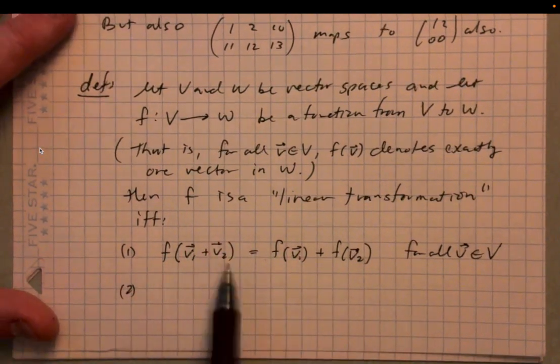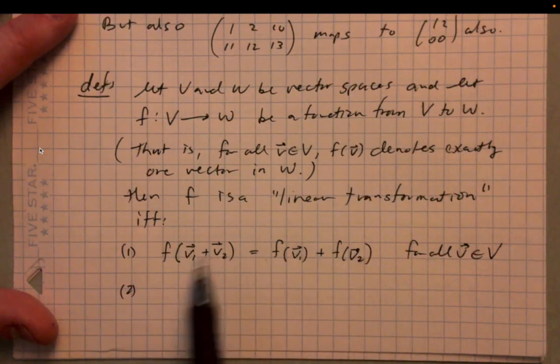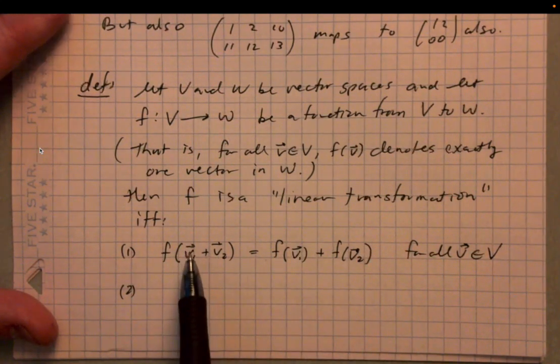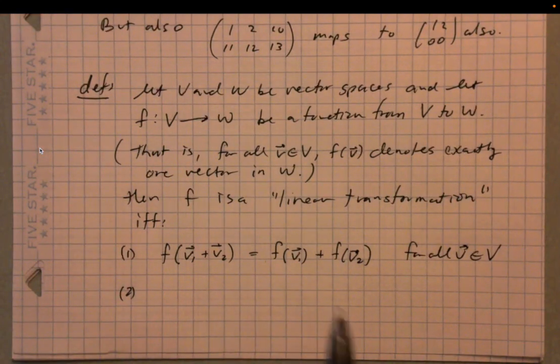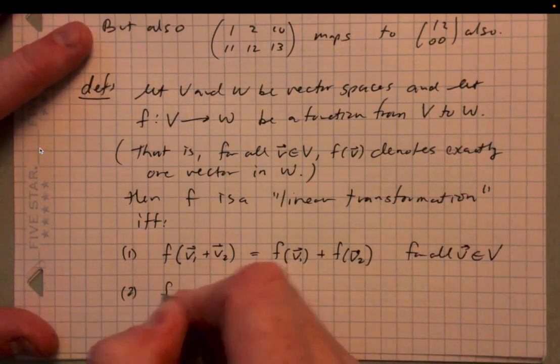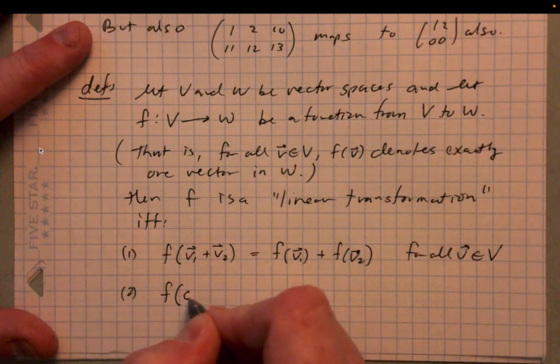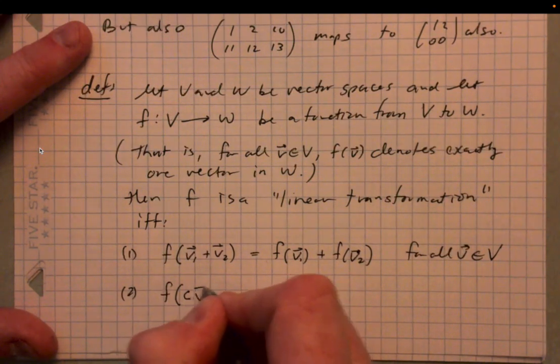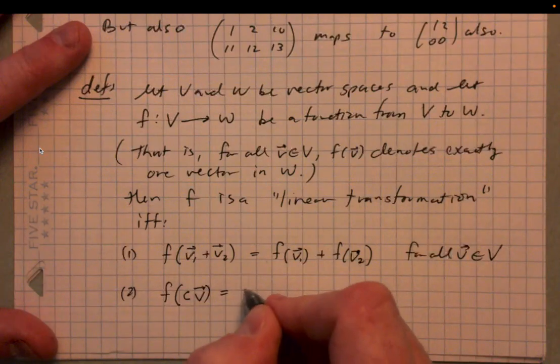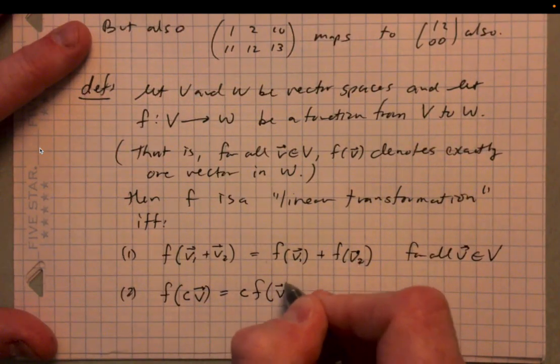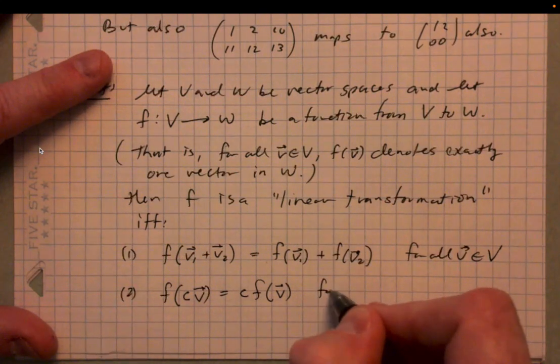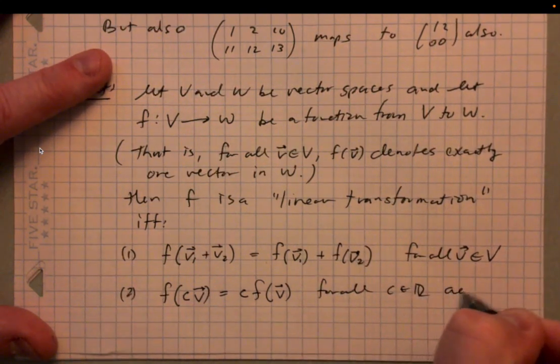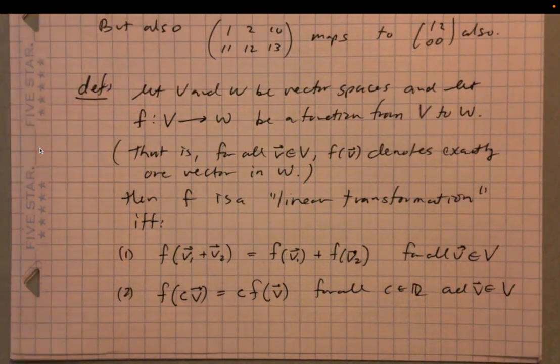This looks a lot like vector addition, basically. Vector addition works, and it allows you to get the same result regardless of whether the operation is performed before or after the function is applied. The second one pertains to scalar multiplication. F applied to a constant c times a vector v equals c times F applied to just v. This is for all c in R and v in the vector space.